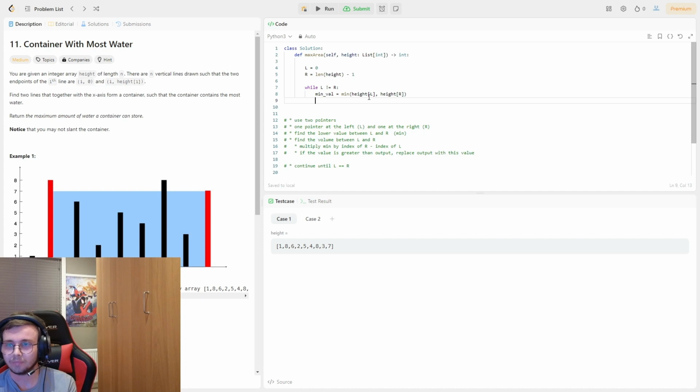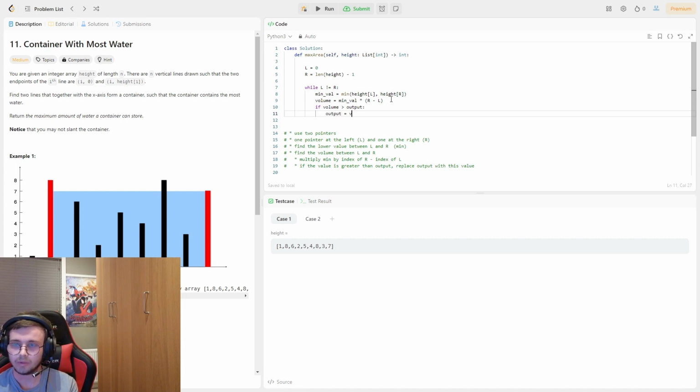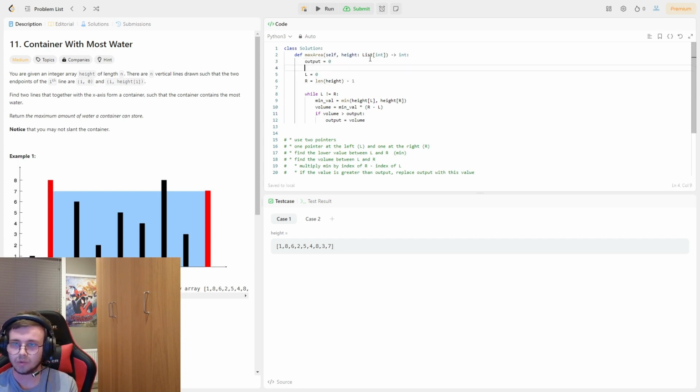Okay, we're going to find the volume. So volume is equal to min_val multiplied by R minus L. Cool. If volume is greater than output, output is then going to be equal to volume. Output is going to be 0 to begin with.